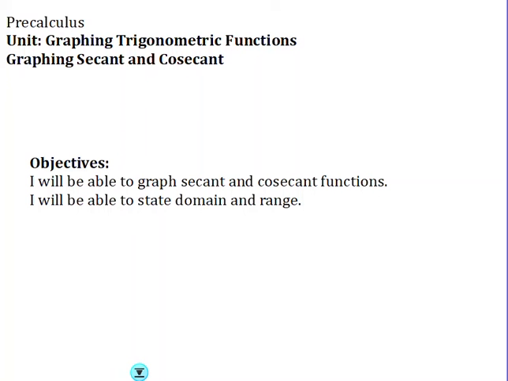Today we're going to be talking about graphing secant and cosecant functions. By the end of this video, you should be able to graph secant and cosecant functions and be able to state the domain and range.